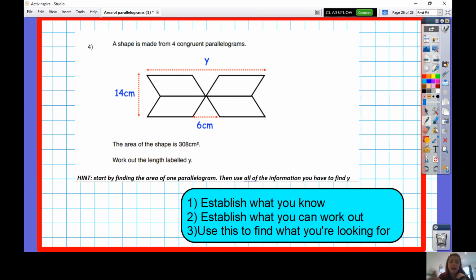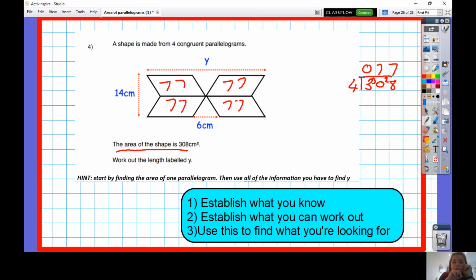And finally, this very challenging one here. All you needed to do, there was quite a lot you needed to do. Firstly, take the information you've got, find one area. So I do 308 divided by 4. 4 into 3 is 0, regroup 3 times. 4 into 30 is 7, regrouping twice, and that's going to be 7. So the area of one parallelogram is 77.